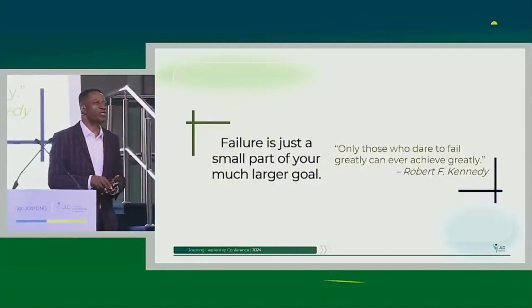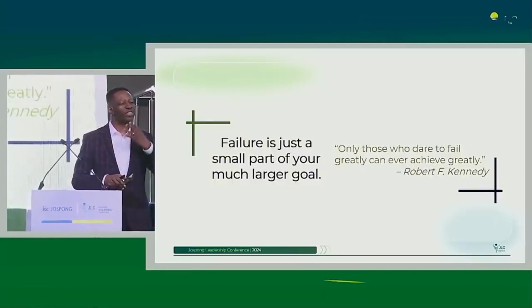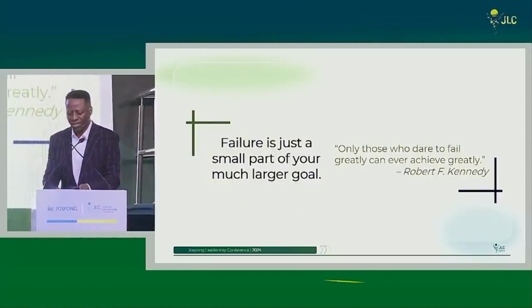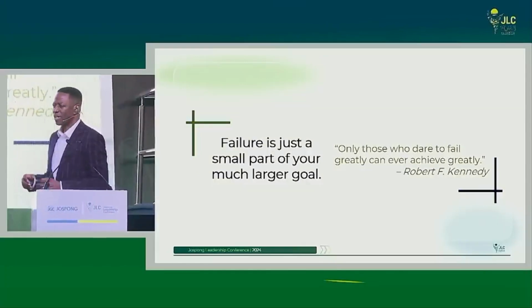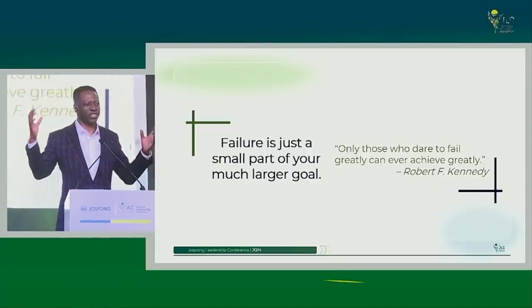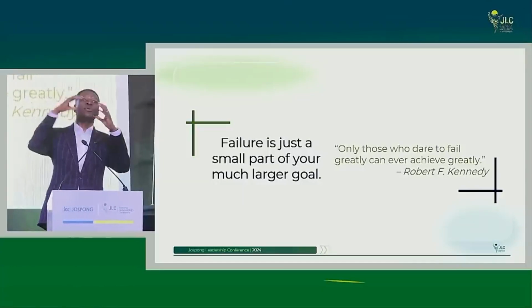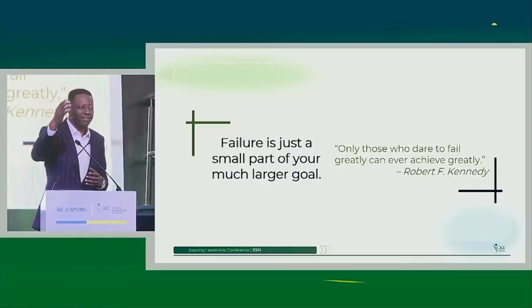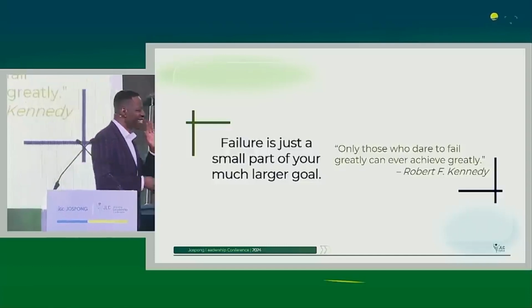Failure is just a small part of your much larger goal. Don't let one event that did not work now grab your whole attention and take your whole vision. Take your eyes off the big picture. There is still life ahead.